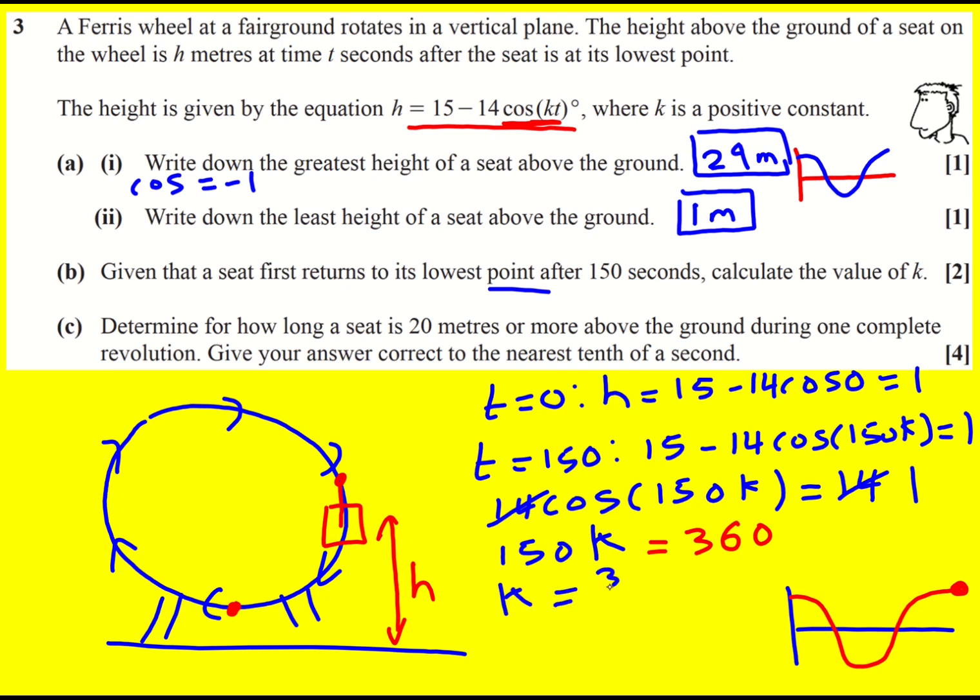So k is going to be 360 over 150, 36 over 15. Actually, that is 12 over 5. Of course, you can put that in your calculator if you prefer. I just want to say again, it was a bit unnecessary to set up an equation and solve it. I could have just realized that cos had to be 1 again, but I played it safe and it worked out, so it's not a big deal.